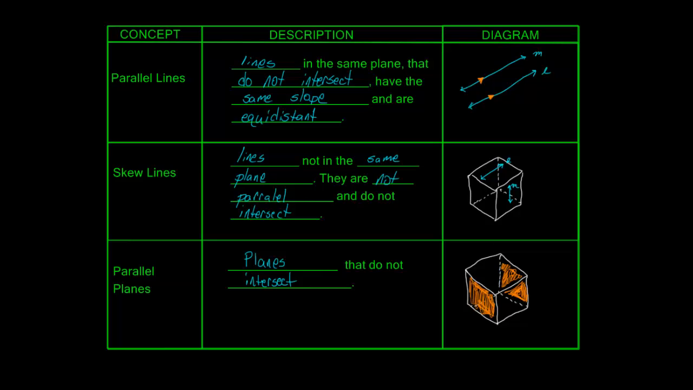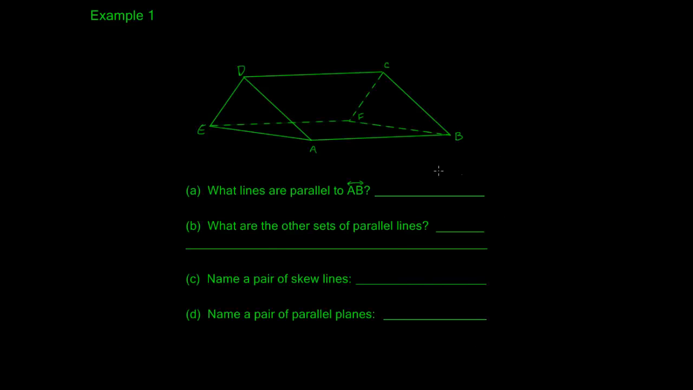Alright, so let's move to our examples. We have example 1, and example 1 says use the figure below to answer the questions that follow. You should see a figure similar to the one that you see here on your screen. And the first question says what lines are parallel to line AB. So here is our line AB. Now we want to know what lines are parallel to it. We have one here, which we label as line DC, or it could be CD, either or.